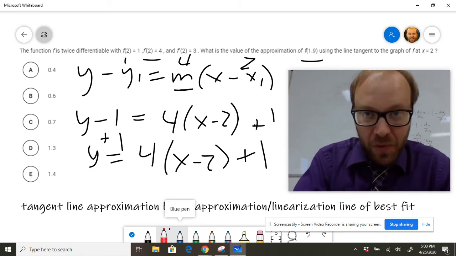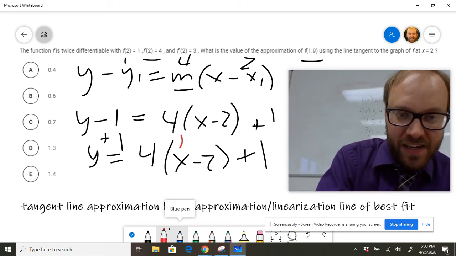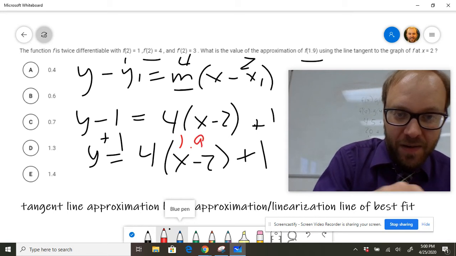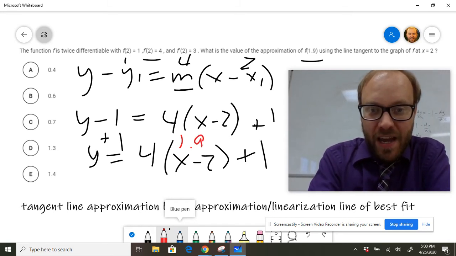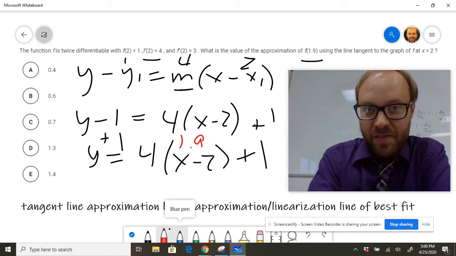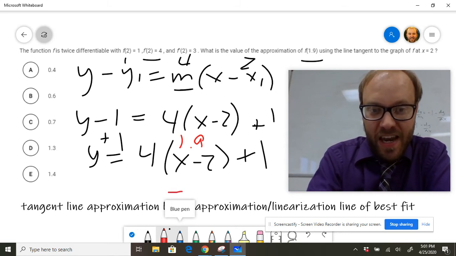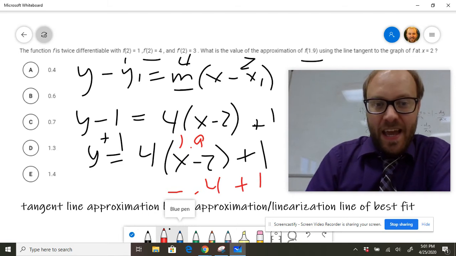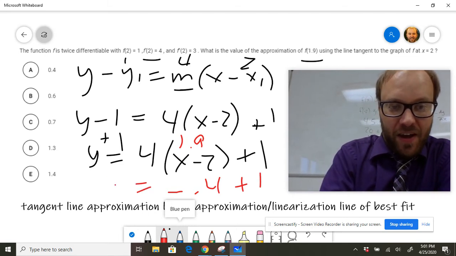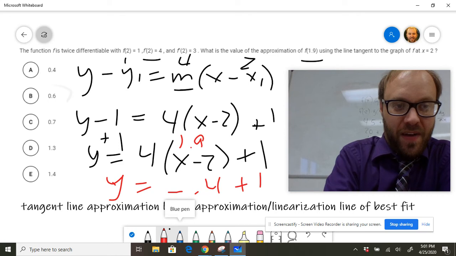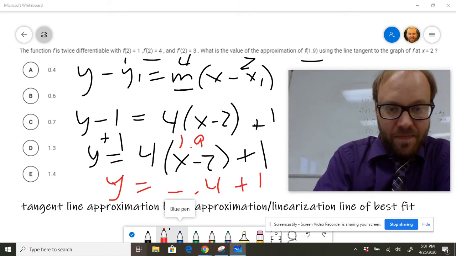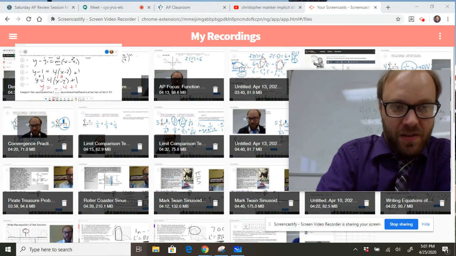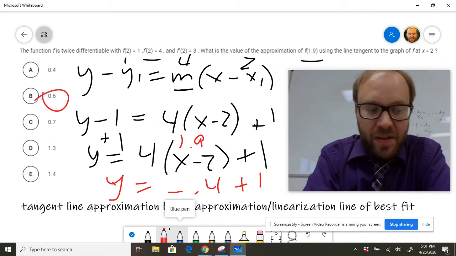And by the way, if you don't simplify, a lot of times these are going to be easier to work out, because you're taking 1.9 minus 2, which is going to give you negative 0.1. 4 times negative 0.1 is negative 0.4. And then you're adding 1, and you're going to get your y value here. In this particular case, the y value is going to end up being 0.6.